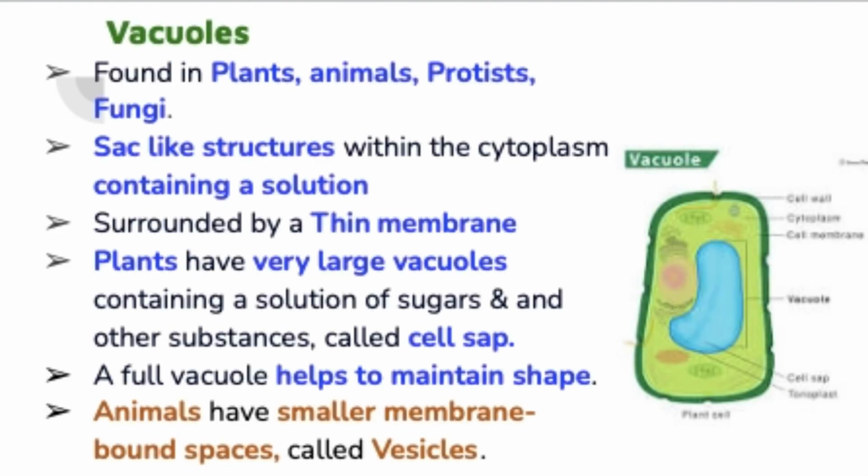Now let's talk about the vacuole. A vacuole is a small space in the cell surrounded by membrane and containing a solution. Plant cells have very large vacuoles, which contain a solution of sugars and other substances called cell sap. A full vacuole presses outwards on the rest of the cell, and it helps keep it in shape. Animal cells have much smaller membrane-bound spaces called vesicles, which may contain food or water.